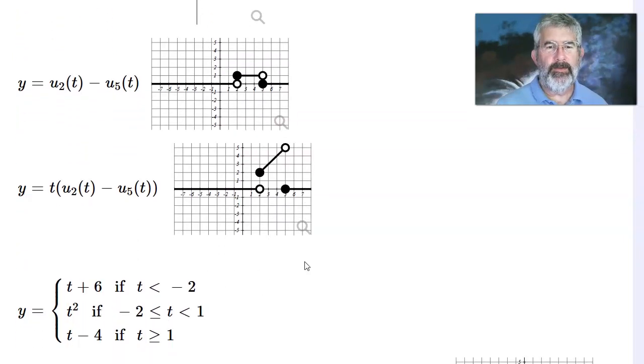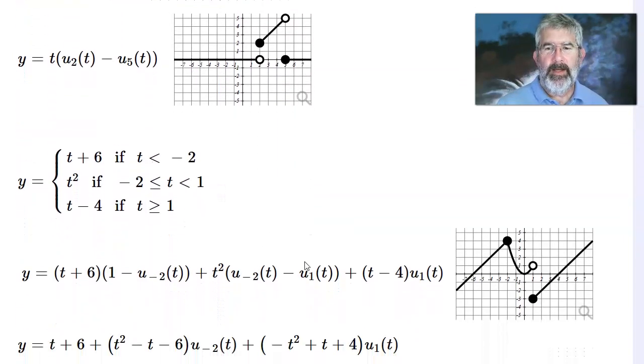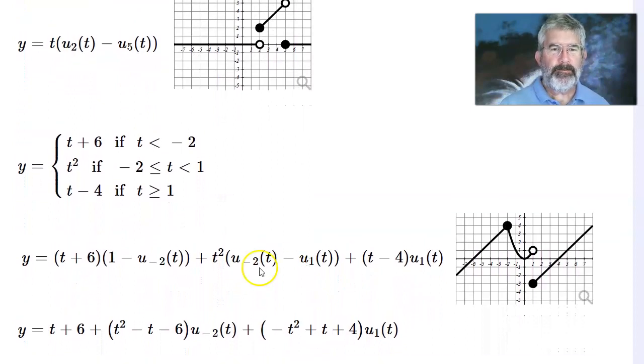For instance, here is a function, just making up a random piecewise function here, t plus 6 if t is less than -2, t squared if t is between -2 and 1, and then t minus 4 if t is bigger than 1. So the graph of that, of course, is over here. And I have two ways that I think about how to do this using these unit step functions.